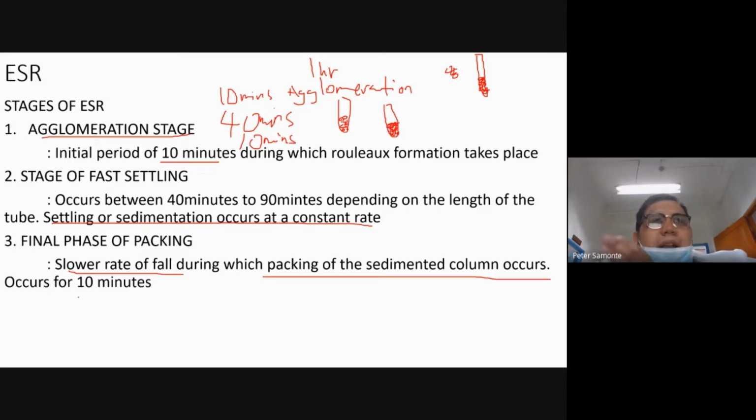Okay, so again, agglomeration stage, first 10 minutes, nagrurulo formation. Stage of fast settling would occur in the 40-minute mark. Nag-i-start na mag-sediment siya in a constant rate. While yung final phase of packing, bumabagal na yung pag-fall ng RBC nyo. And sedimentation of the column would occur.